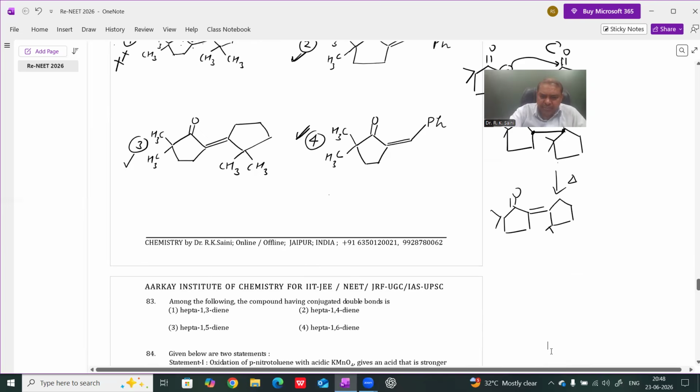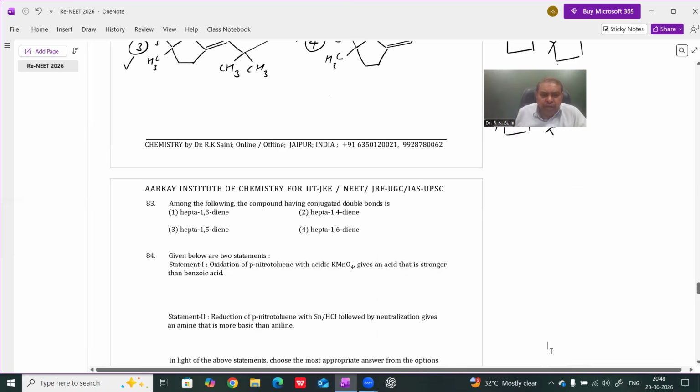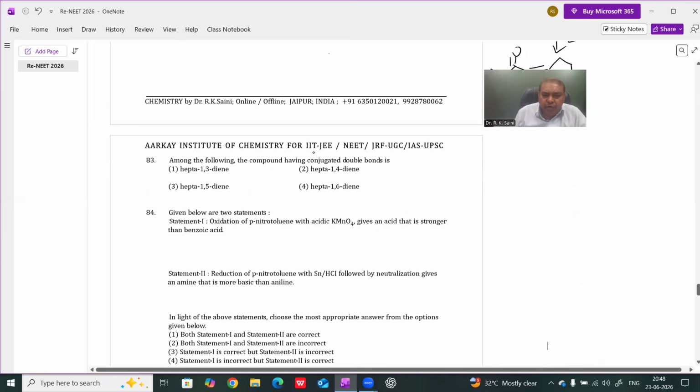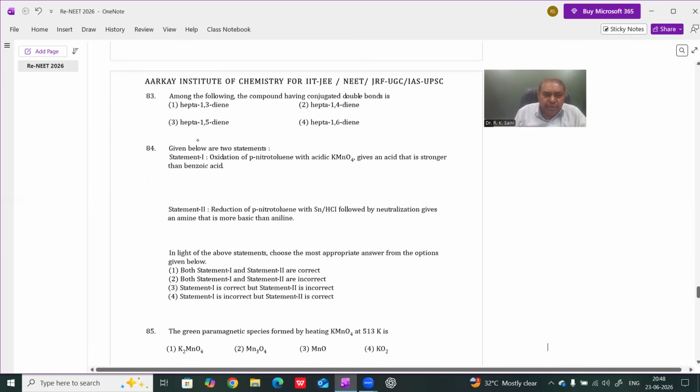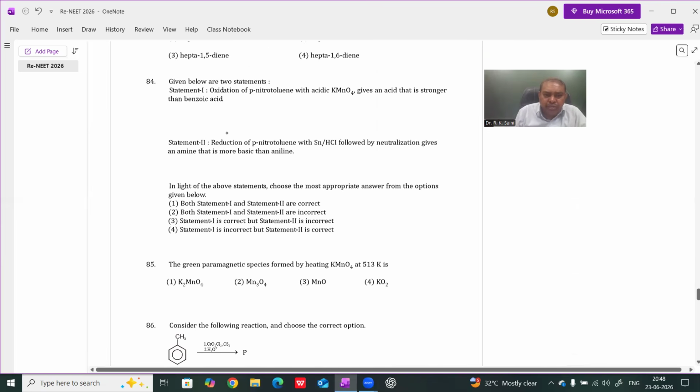Very simple, taken from general nomenclature: which one of the following compounds has conjugated dienes? Conjugated means in which alternate double, single, double bonds are there. And the first option is correct. Hepta-1,3-diene, alternate double, single. Question number next.